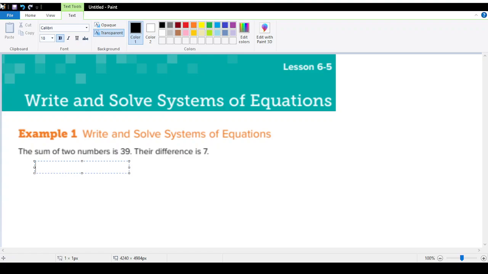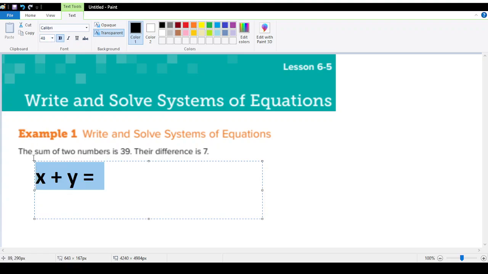I'm going to assume actually, x plus y equals what? No. Look at the question, Shamsa. Focus. The difference. One more time. Read the question. The sum of two numbers is what? 39. So x plus y equals 39. Good.